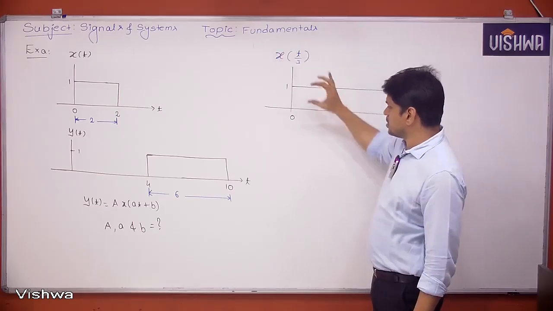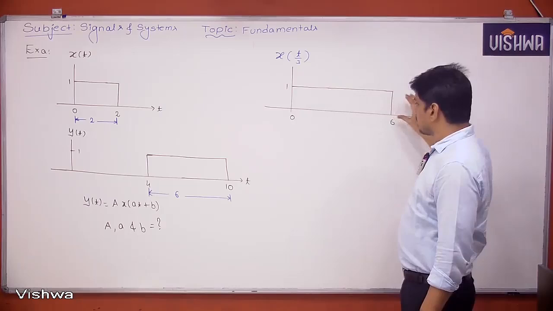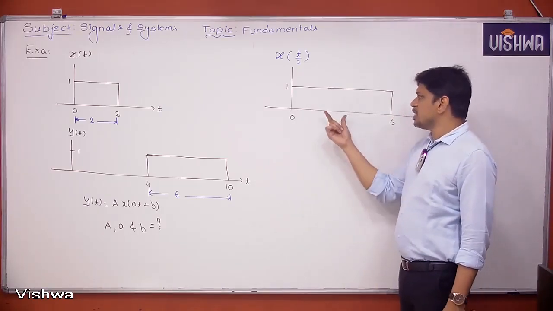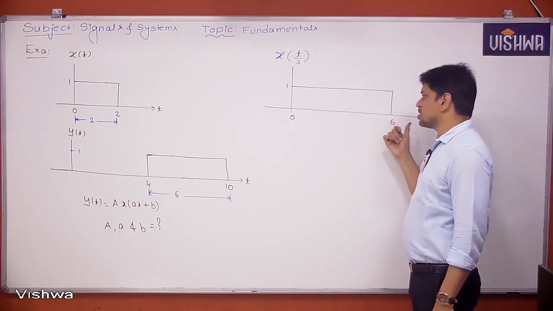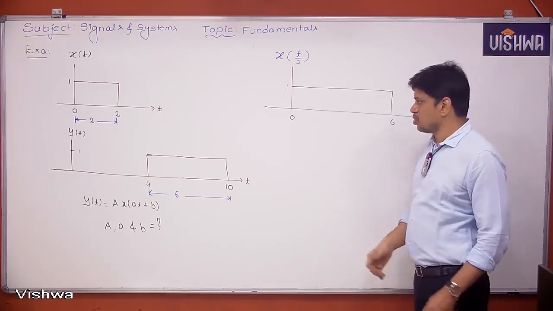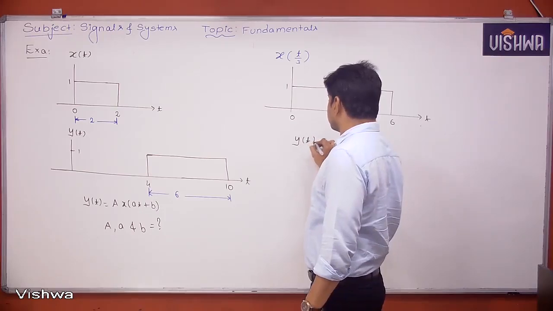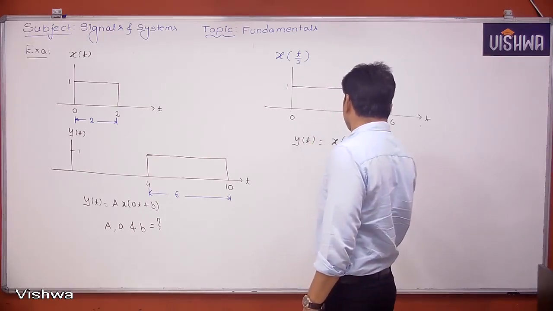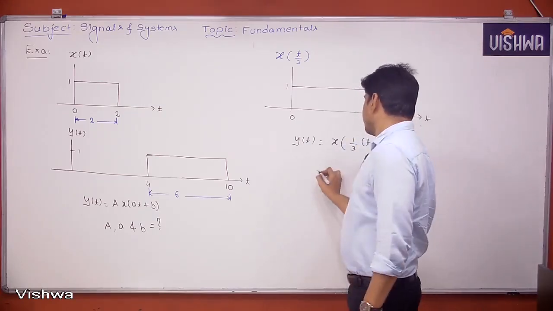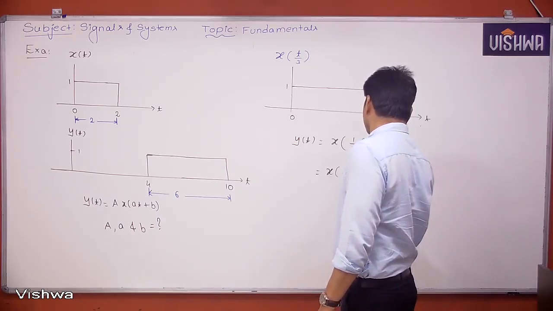Forget about the function, just see the waveform. What do we have to do to this waveform? We have to shift this waveform right side by 4 seconds. Then can I get the y of t? That means if I want to shift a waveform right side by 4 seconds, t has to be replaced with t minus 4. That is as simple as that. So I can write y of t is nothing but x of t by 3, with t replaced with t minus 4. So finally x of t by 3 minus 4 by 3.